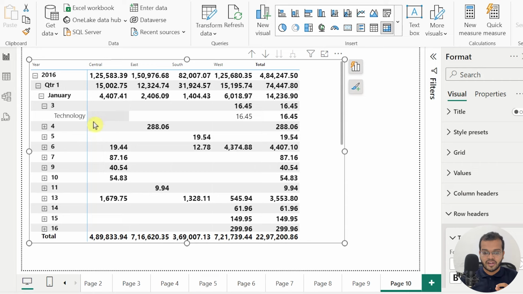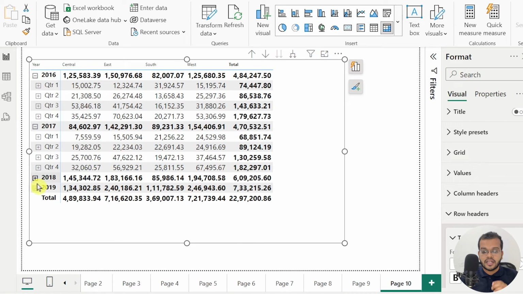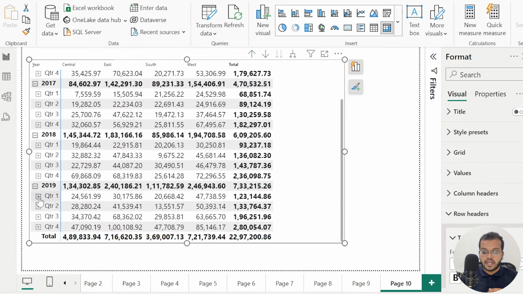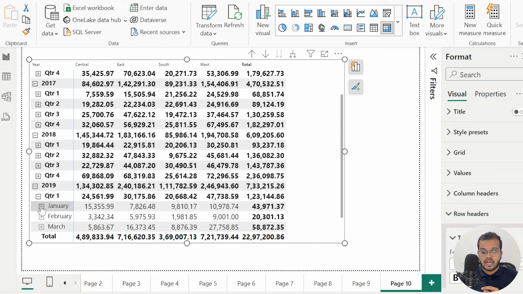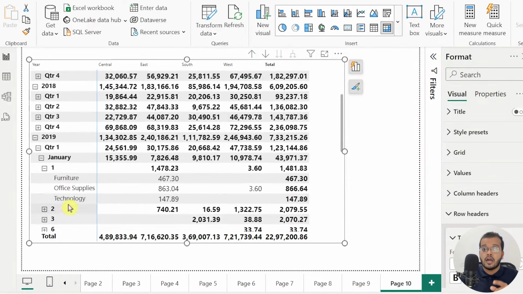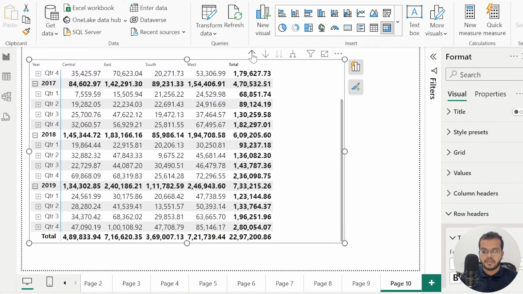Very interesting chart, right? For example, for 2017 how many quarters, for 2018 how many quarters, for 2019 how many quarters. For each quarter, under each month how much sales, for each date, for each category, how much sales you have got. Everything you will get step by step. This is nothing but a hierarchy. If I want to drill up, I'll drill up. This is next step, this is next step.